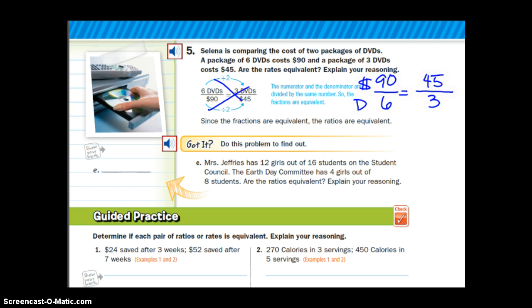So now let's look at the relationship. 90 divided by 2 is 45. 6 divided by 2 is 3. So in this case, the answer is yes. They are equivalent. Let's do the got it. Come back when you're done. Pause the video.